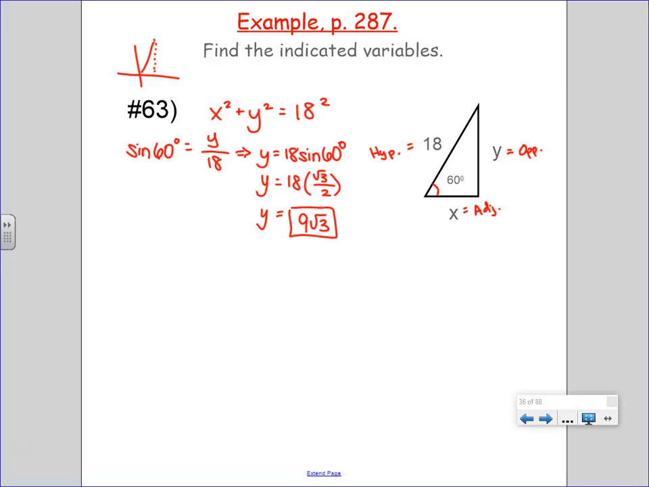Let's keep going. We have y. Could we plug this into the Pythagorean theorem? I guess. Or we could just say, why not use cosine? True. Because cosine is going to be x over 18. We just saw how, hopefully, somewhat easy that was to solve. Multiply 18 to the other side. Ask ourselves, wait a minute, 60 degrees. Whose cosine? 1/2. Oh, that's 9.